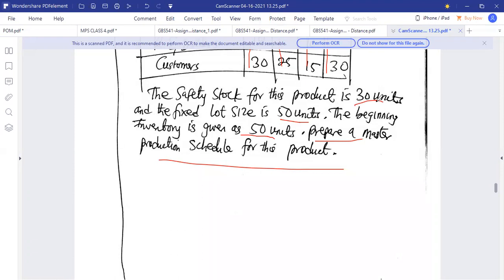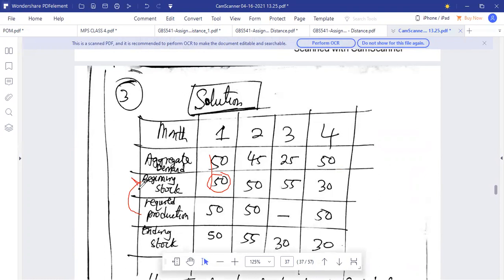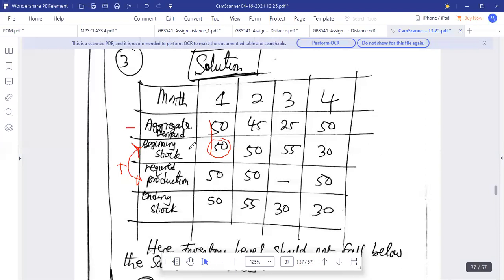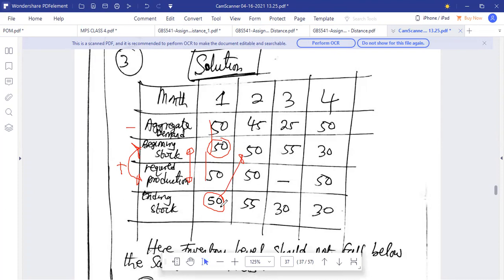So our ending stock is equal to beginning stock plus production, minus the demand. You add these two, beginning plus production, minus the demand, and you get the ending stock. Now, this ending stock is the beginning stock for the next period. So the ending stock for the period is the beginning stock for the other period. Whatever you close with today should be the beginning for the next day.